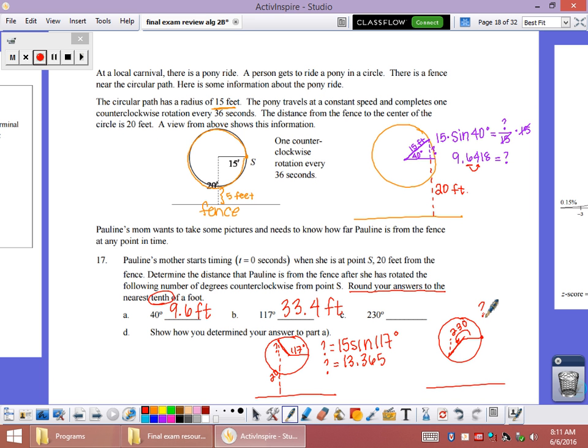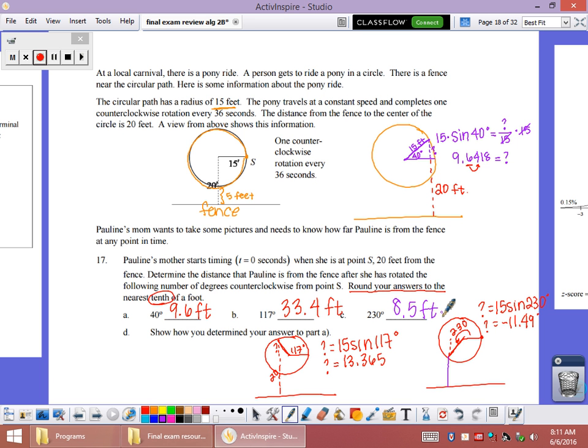And so my question mark distance here is 15 sine of 230. And I get negative 11.49. Why does it make sense that it's a negative number here? Yeah, because it is down below the starting position. So I'm going to add 20 to it, just like I have every other problem. And so I get that the distance from the fence, which ultimately is just this distance, is 8.5 feet.